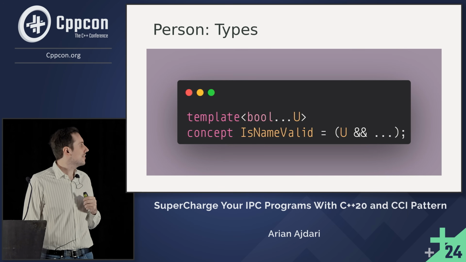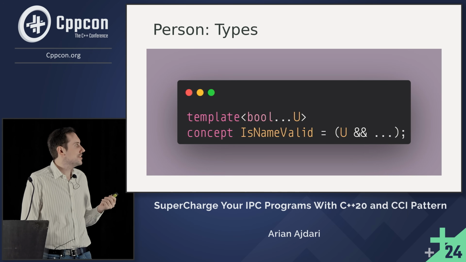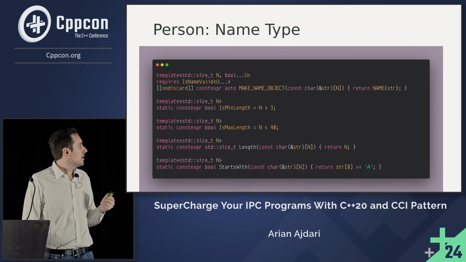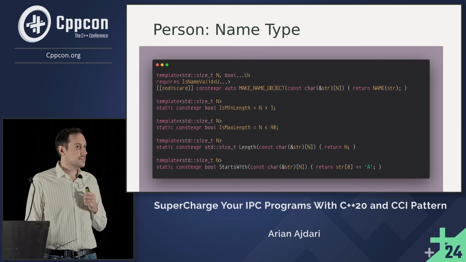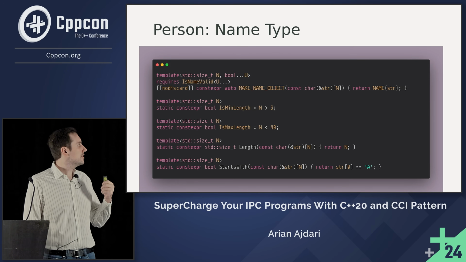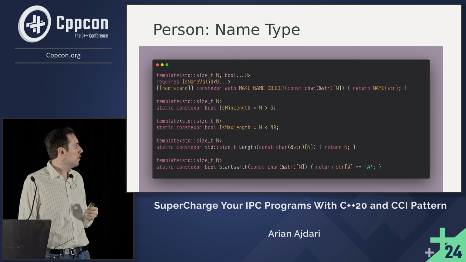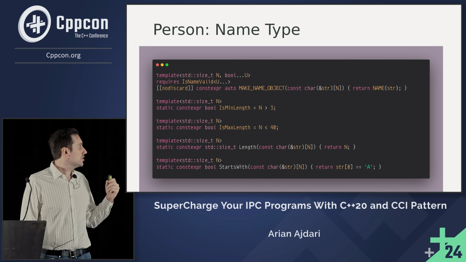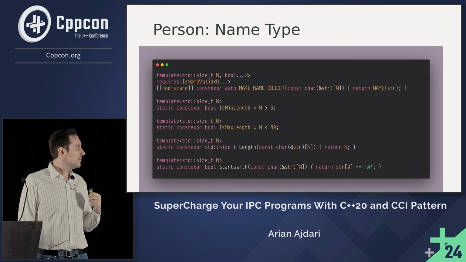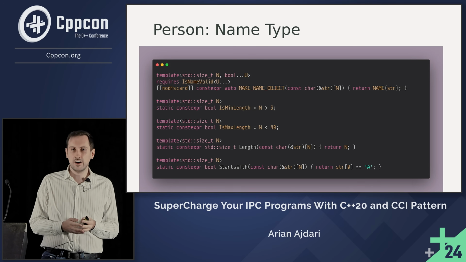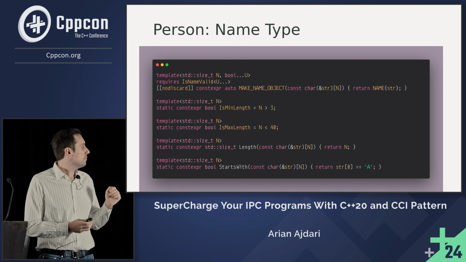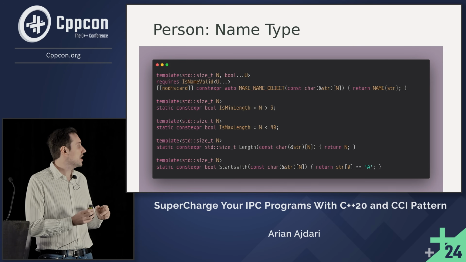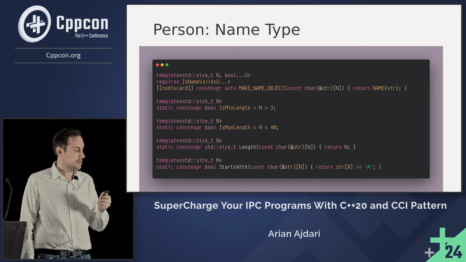And in order to make sure that it's valid, we create just a very small concept, is name valid. Now, similarly to the dbus example in the beginning, we create a helper function which creates a name object. And down below, we have the conditions to check whether the minimum length of 3 is satisfied, whether the maximum length of 40 is satisfied. And we have a helper function which gets the length of the constant string that we provide. And in the end, we just check whether it starts with a capital A.